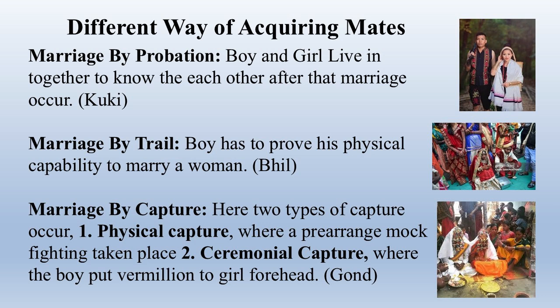The next is marriage by capture. In that case, there are two types of capture. One is physical and another one is ceremonial. The physical capture is pre-arranged and a mock fight takes place, and another is ceremonial capture where a boy puts vermilion mixed with oil on the girl's forehead. This has been found among Gond.